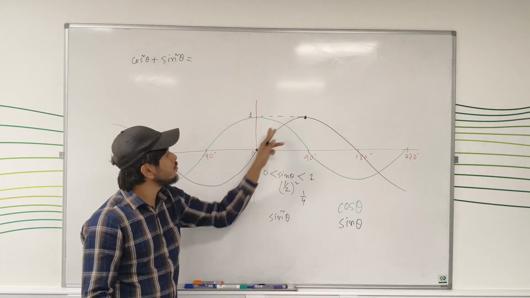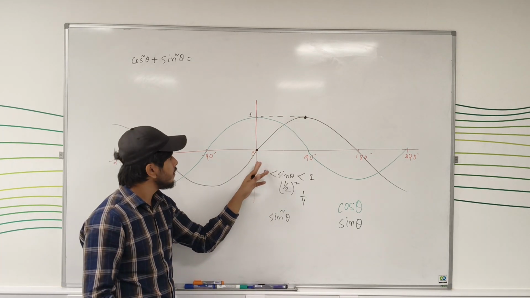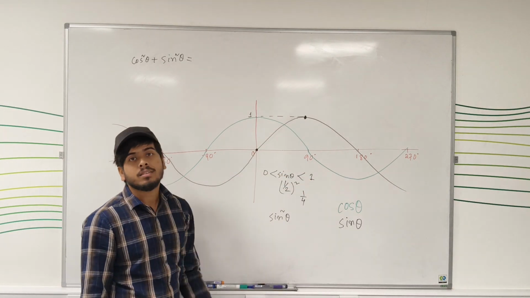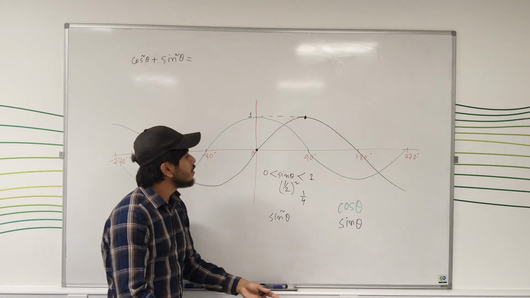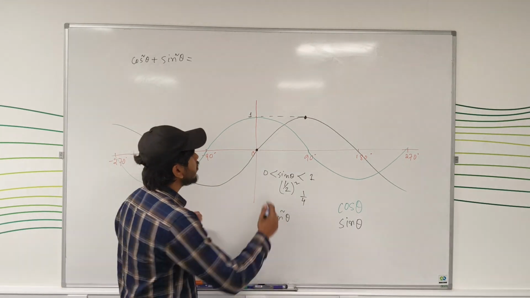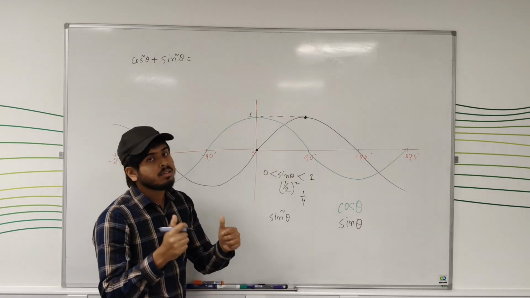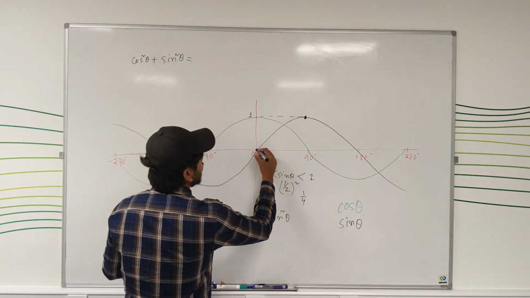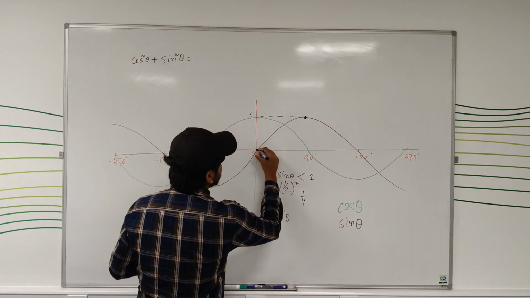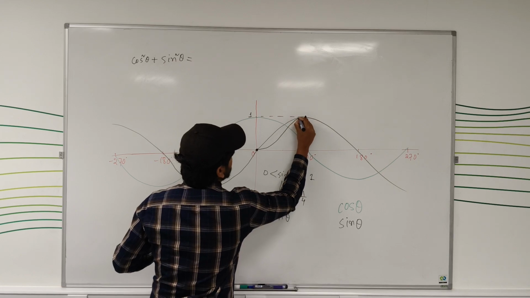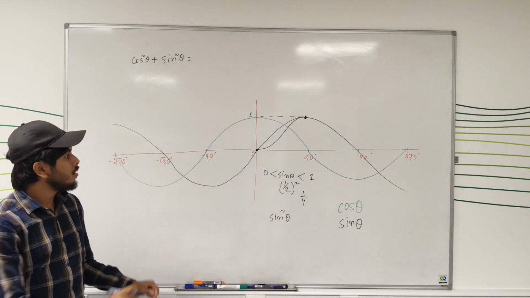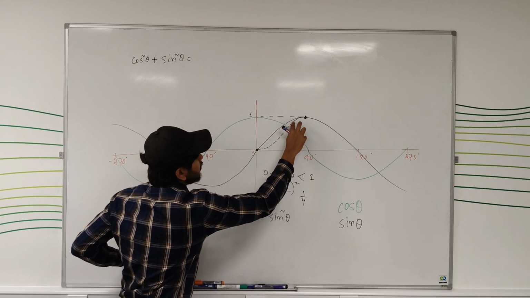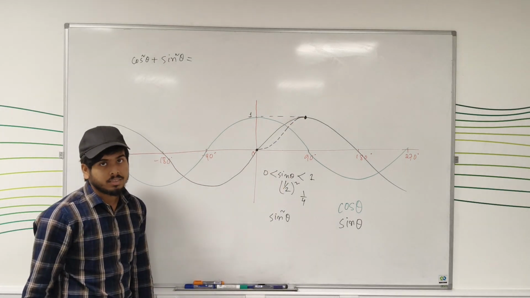So apart from these 2 points, everywhere in this interval between 0 to 90 degree, sine square theta is going to be less than sine theta because we are squaring something less than 1. So you can do this exercise. You can just literally sit down with the calculator and try to compare the values of sine theta and sine square theta. You have to get something like this. Let me do it in a dashed line. So the dashed line is sine square theta.